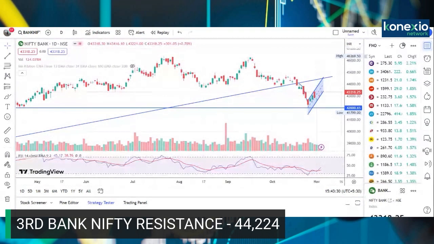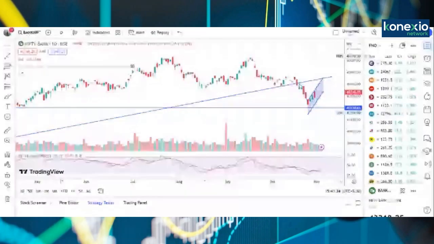Traders should try to watch out for these levels, wait for some pullback, and then try to go long at the lower levels. So definitely, the markets seem to be positive at this juncture. Now, friends, let us discuss the derivative data of Bank Nifty calls.